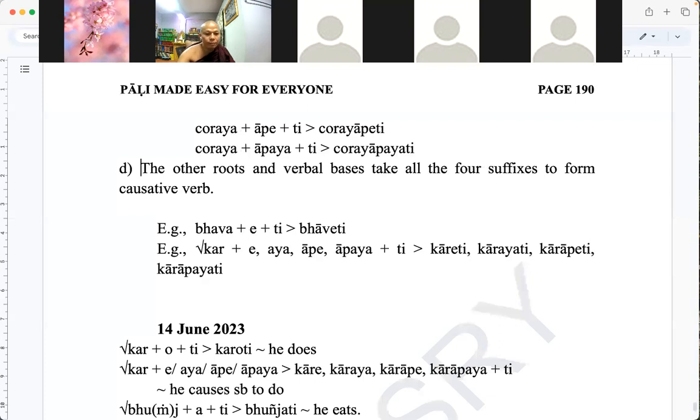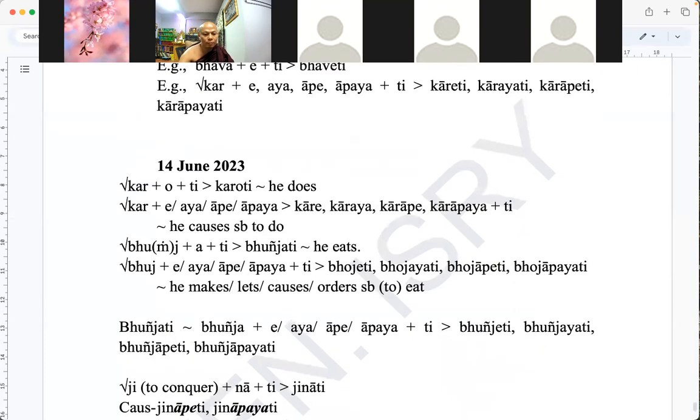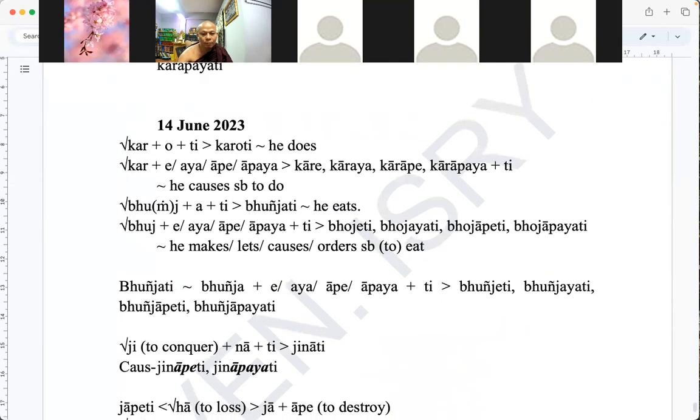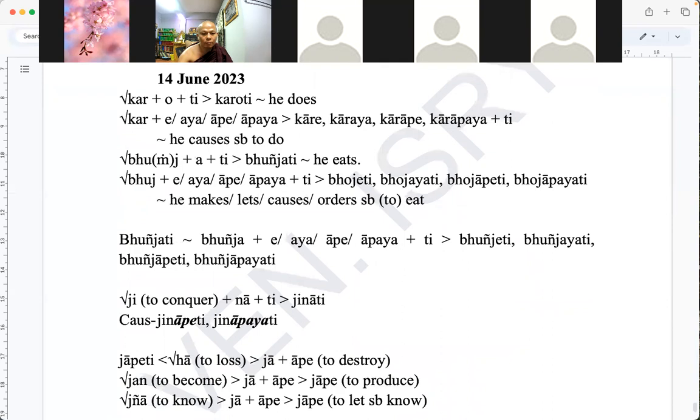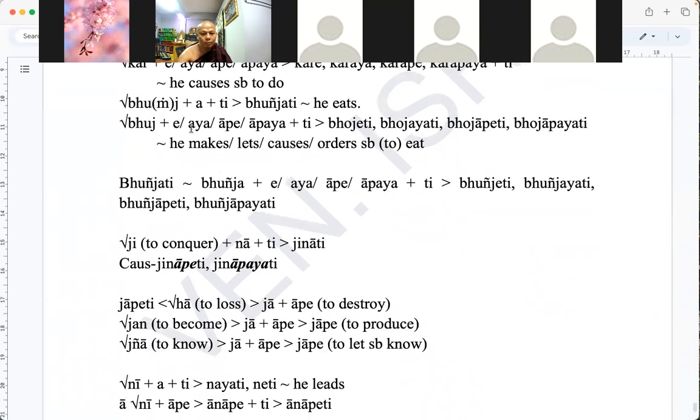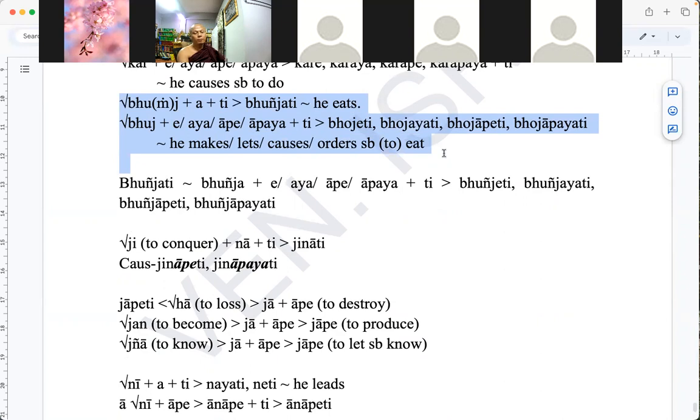It is in the verb punchati. Punchati, and we add aya, ape, apaya. So in here we get it coming from the verbal base puncha. And because the a in puncha is a short a, that's why we can add all four causative suffixes.